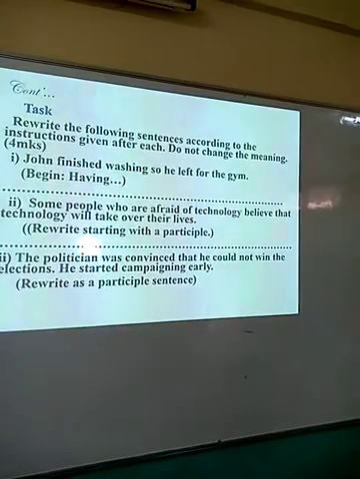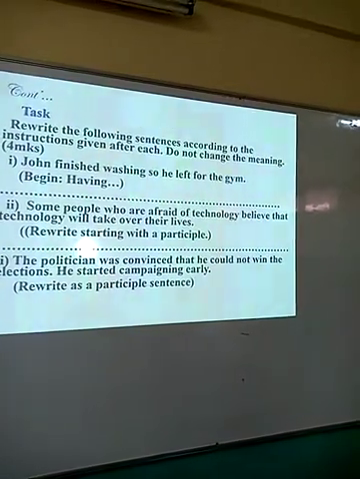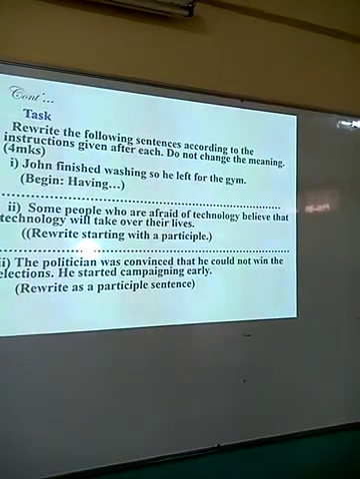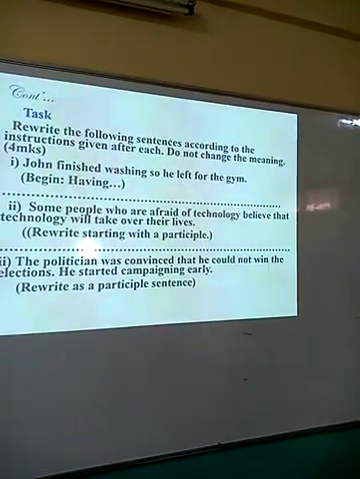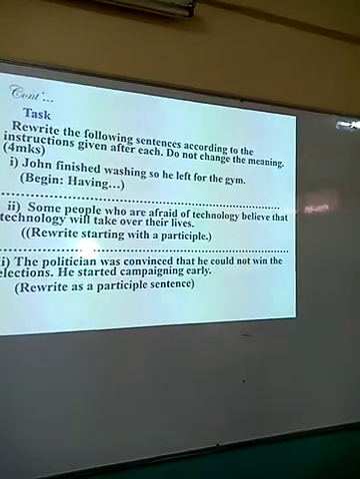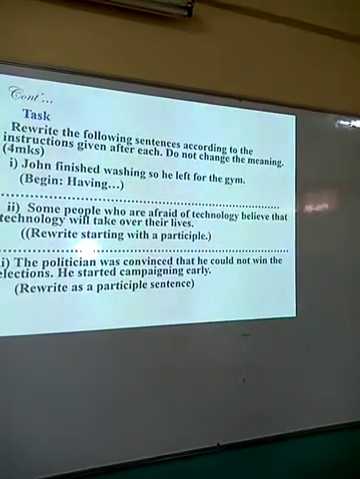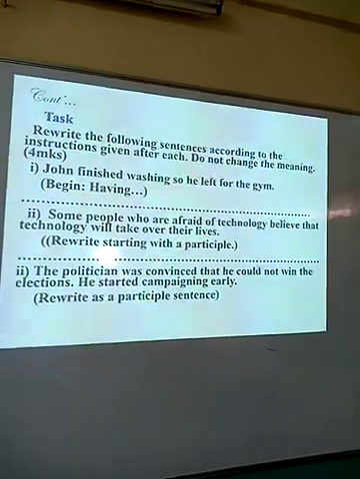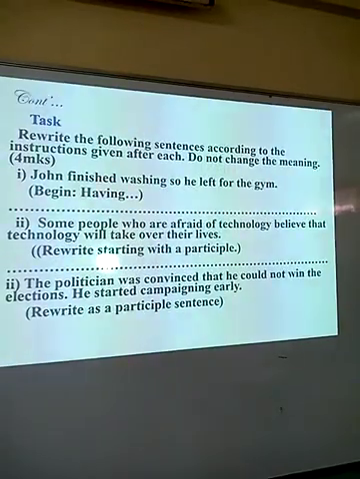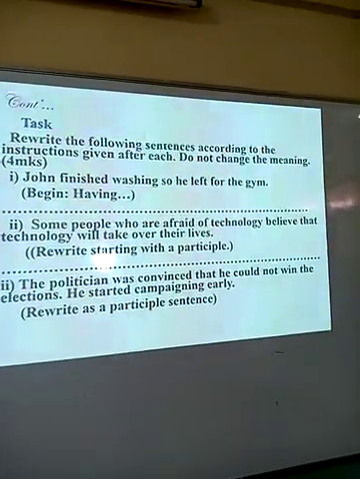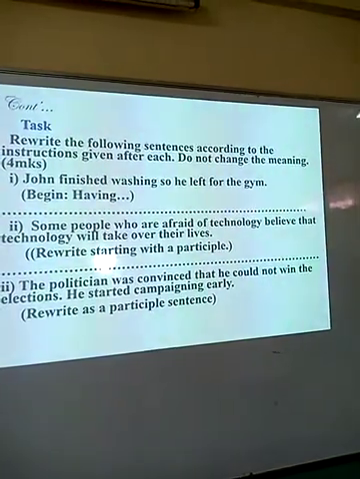John finished washing, so he left for the gym. Some people begin with having. Some people who are afraid of technology believe that technology will take over their lives. We write with a participle. And lastly, the politicians were convinced that he could not win the elections. He started campaigning early. We write also using a participle.